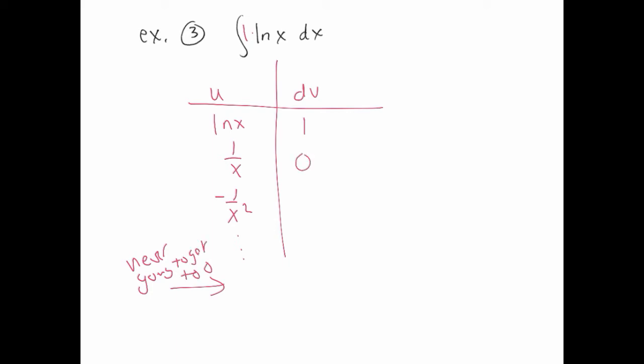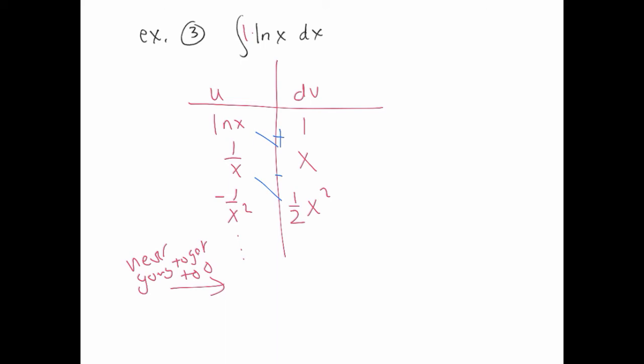Not only that, we've got the derivative of 1, or sorry, that's wrong. The antiderivative of 1 is x. And then the antiderivative of x is 1/2 x squared. But the point is, if you follow this technique blindly, you really don't ever stop this process here.